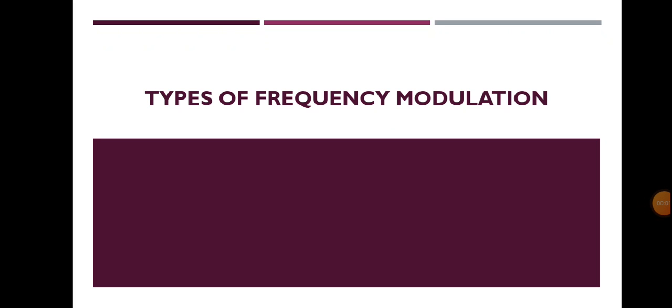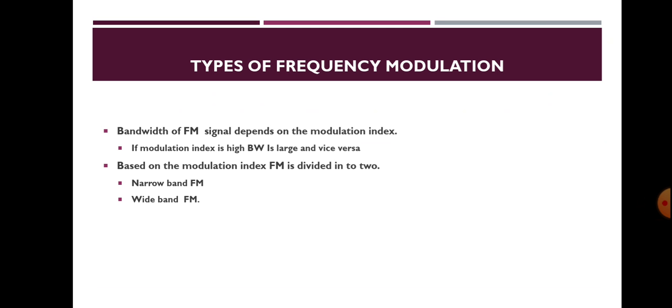Dear students, in this session we will discuss types of frequency modulation. In the previous video we discussed the bandwidth of the FM signal. Theoretically the bandwidth is infinity, and practically its bandwidth is 2n into FM.